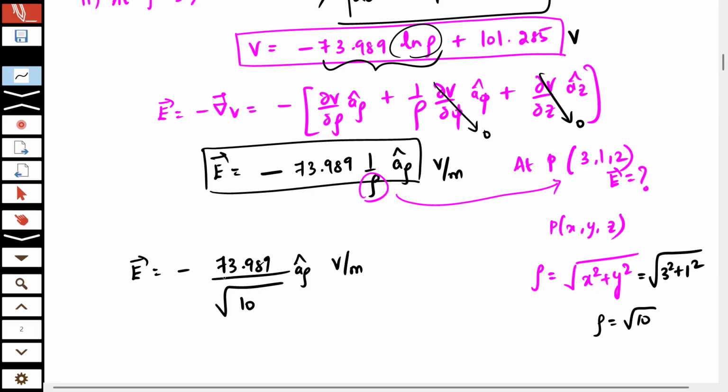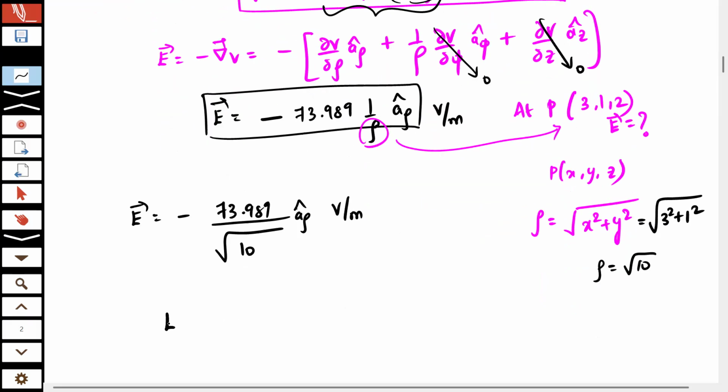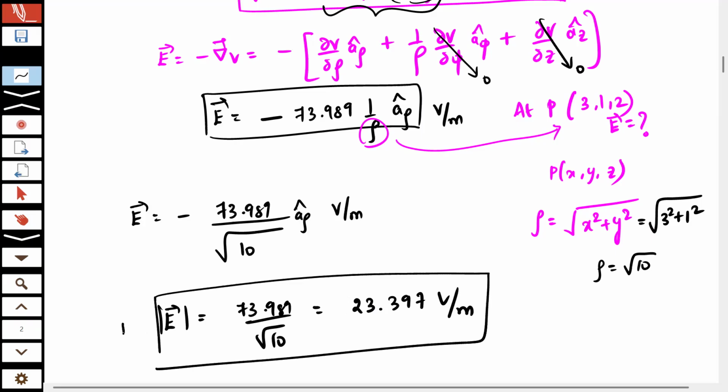Or we can write the magnitude of E, as asked in the question, which is 73.989 divided by root 10. You can calculate it and this value will be 23.397 volt per meter. This is what is asked in the question for the first subdivision. So this is the electric field intensity at the point 3, 1, 2 between the two coaxial conducting cylinders.